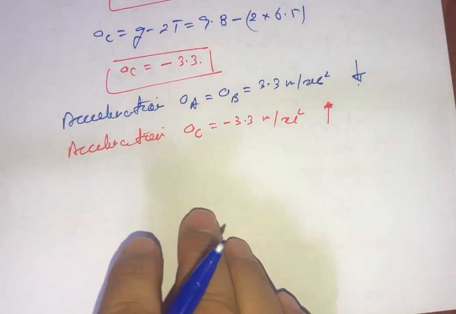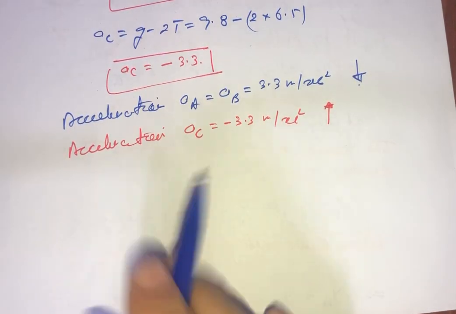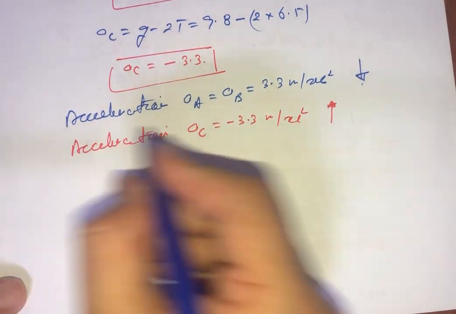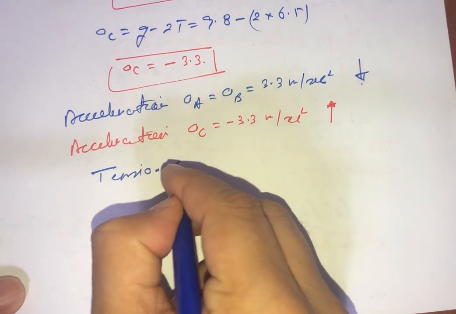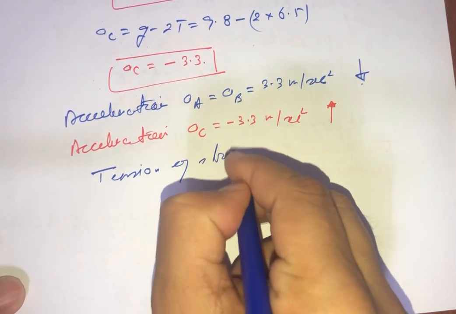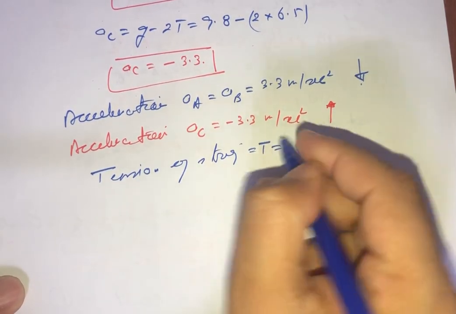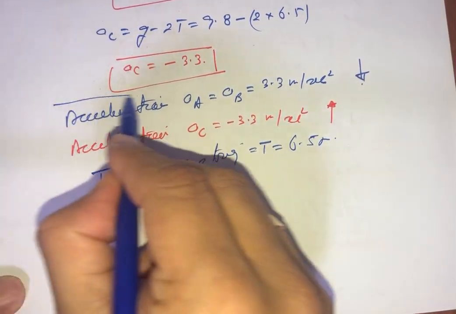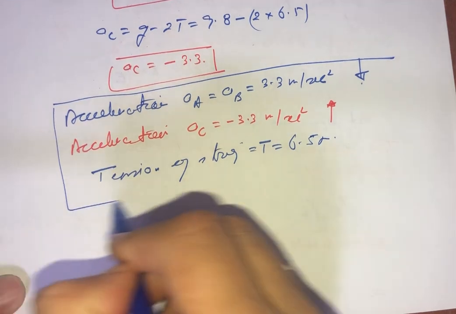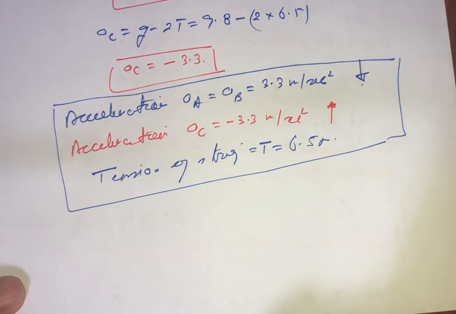So we already found out tension T as well. The tension of the string is equal to T, which is equal to 6.5 newtons. So this completes our question. Thank you.